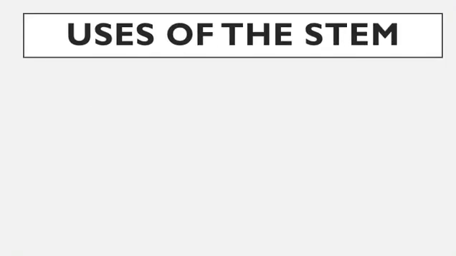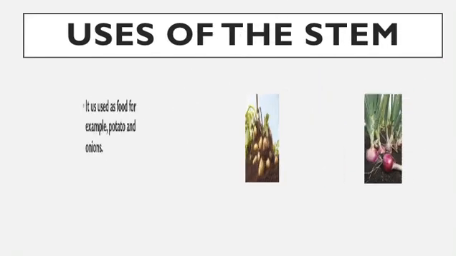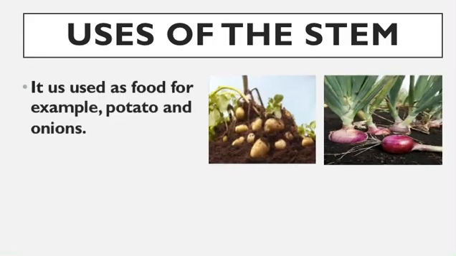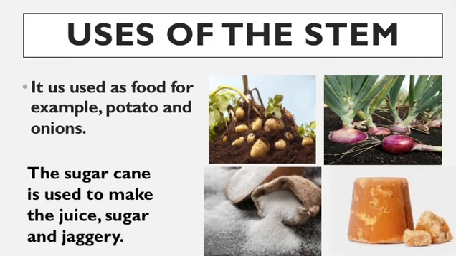Uses of stem. Some stems are used as food, for example, potato, onions. The sugarcane is used to make juice, sugar, and jaggery.